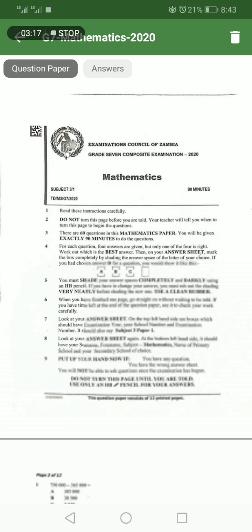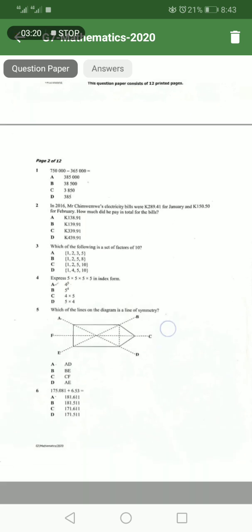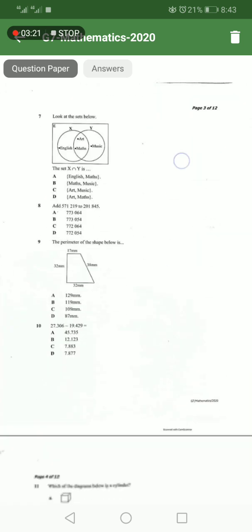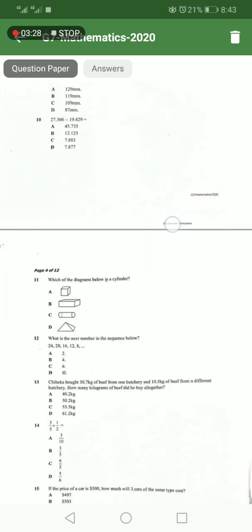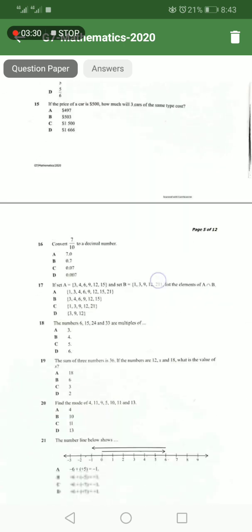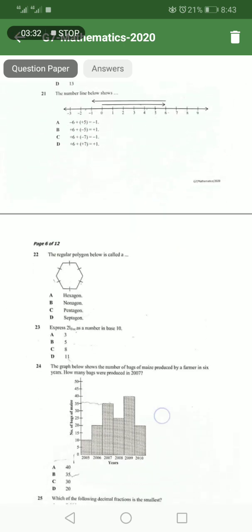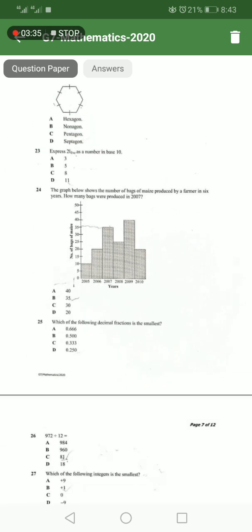2020. Okay, so 2020, question 9. The perimeter of the shape below is. So the concept of the perimeter has come back again. The graph, question 24. So by doing this, going through paper by paper, you will find the concepts that are always included in the exam papers.